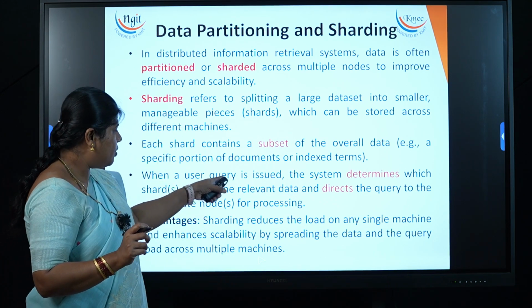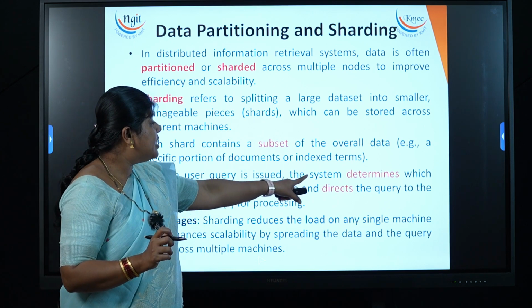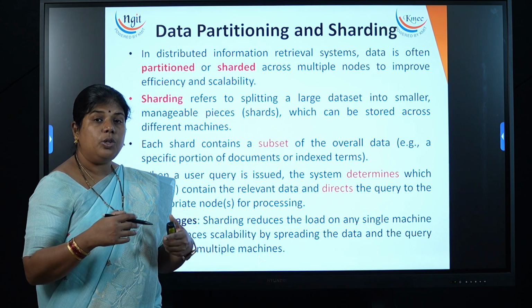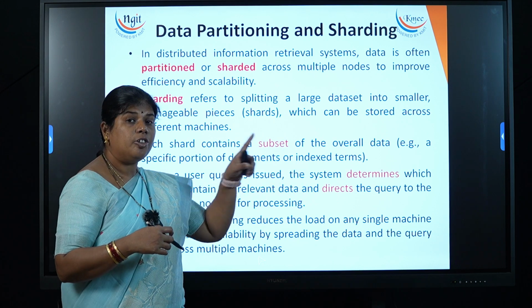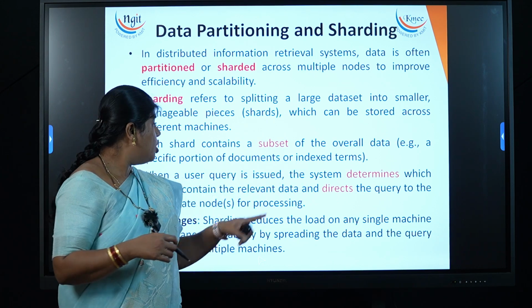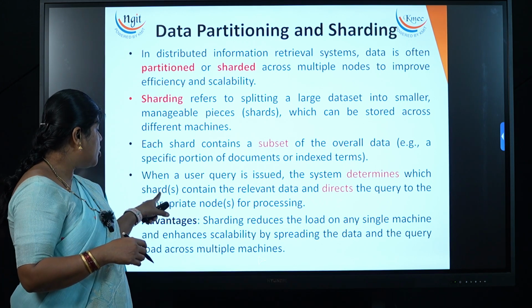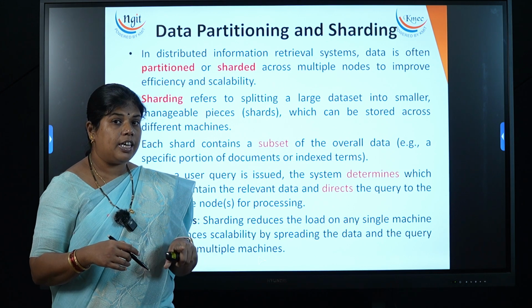Now when a user query is issued, the most important thing is that the system has to do some pre-processing with the help of the indexes, and your information retrieval system should be capable of determining which partition contains relevant data with the help of what?